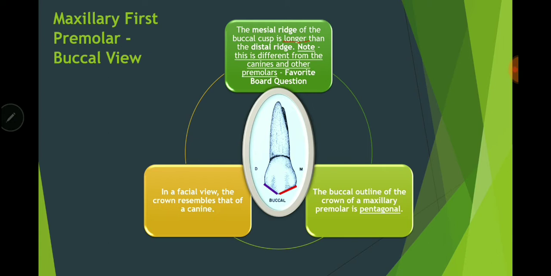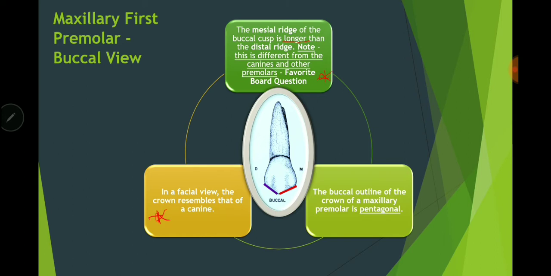This is a favorite board question. It's opposite in the canines and premolars. In the canines and premolars, the distal ridge of the buccal cusp is longer than the mesial ridge of the buccal cusp. But in the maxillary first premolars, the mesial ridge is longer than the distal ridge of the buccal cusp. And in the facial view, another favorite board question.